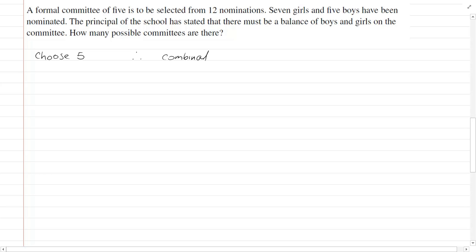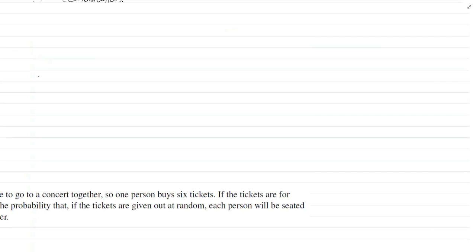So this is a combination. I'm choosing 5 out of the 12, but it's not quite that simple. I need to make sure I've got an even number of boys and girls out of the 7 girls and the 5 boys. But it says even number, but I'm choosing 5. So this is where things get a little bit more confusing. So what I'm going to do instead is have a look at the 2 options where I break it down: 2 boys, 3 girls, or 3 boys, 2 girls. So there are 2 options now.